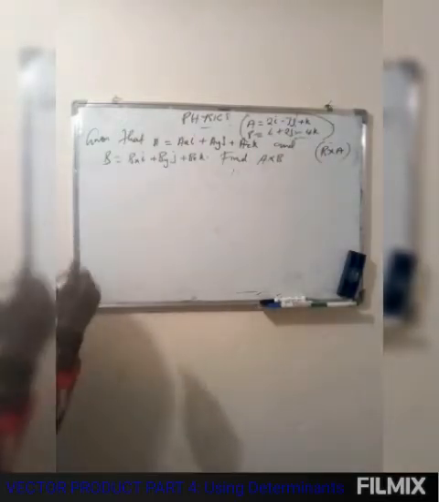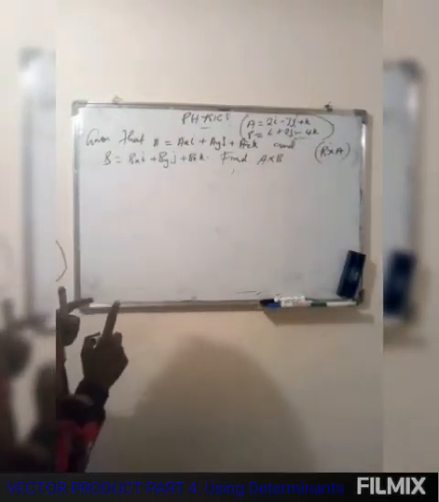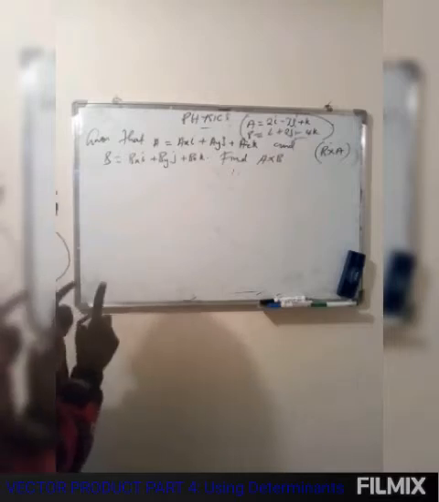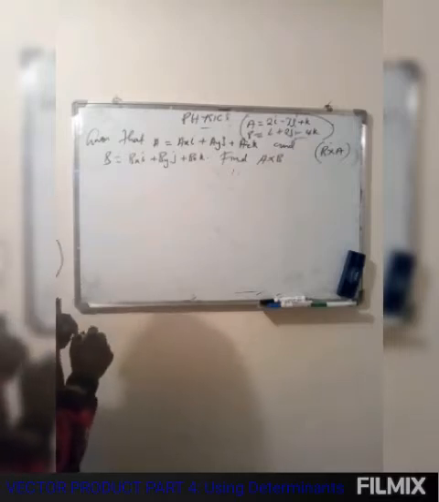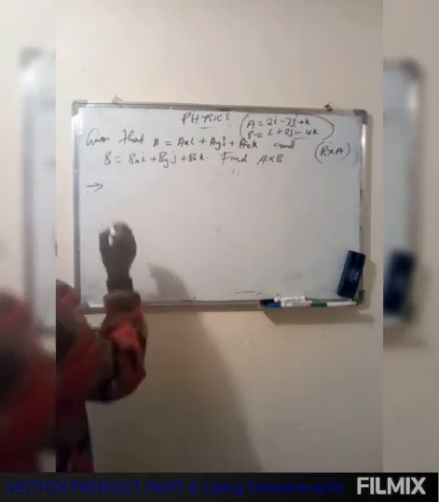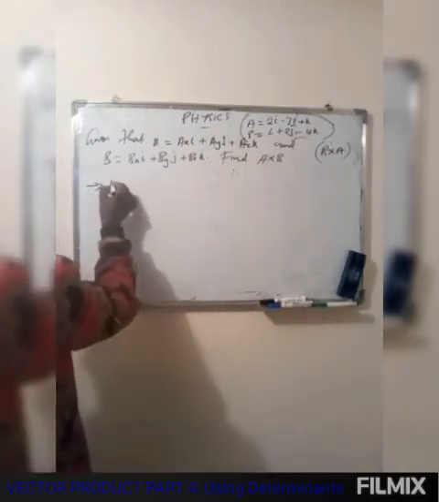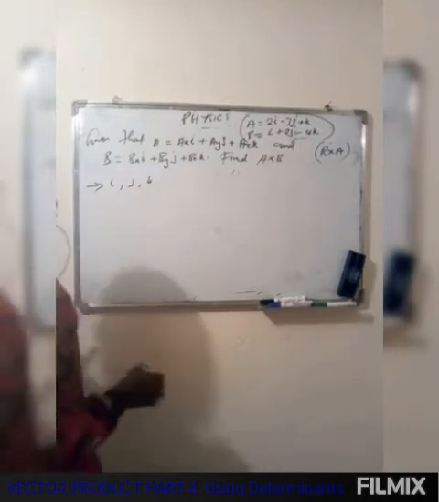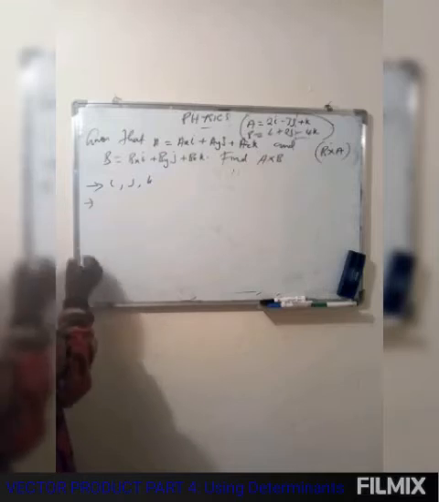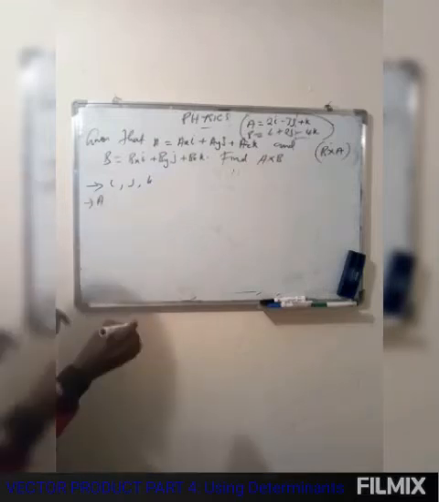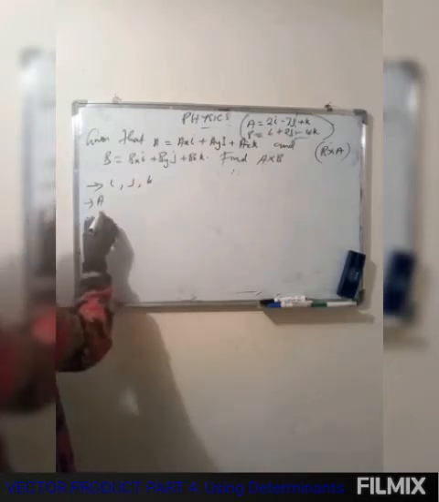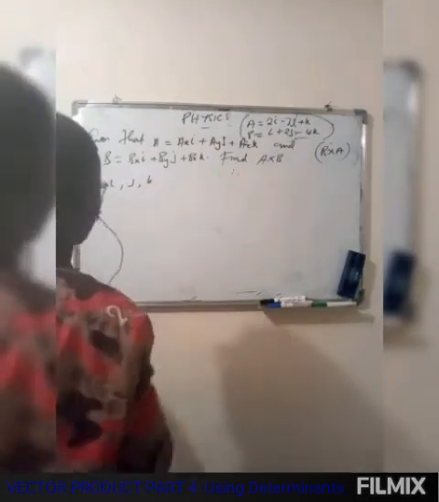Okay, so now what we do here, we form a 3 by 3 matrix. In this case, the first row is going to have the unit vectors I, J, and K. And then the second row is going to have the coefficients of vector A. And then the third row is going to have the coefficients of vector B. As simple as that.